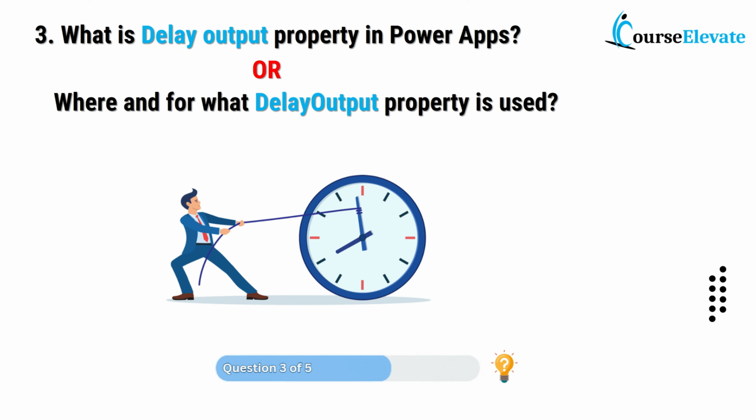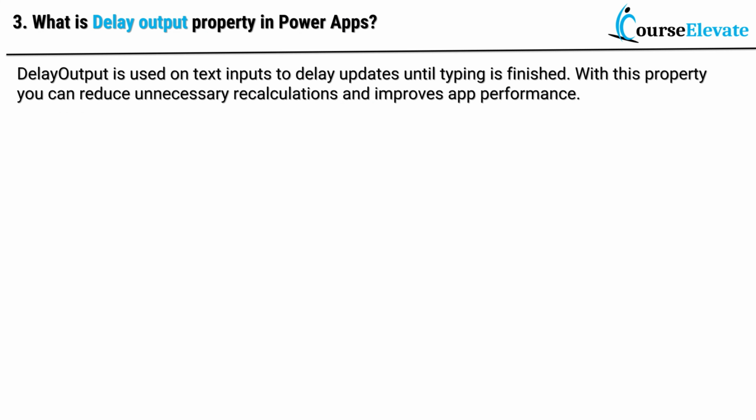Third question is, what is the DelayOutput property in Power Apps? Or you may be asked in an interview where and for what the DelayOutput property is used. DelayOutput is used in text input to delay outputs until typing is finished. With this property, you can reduce unnecessary recalculations and improve app performance. Where is it used? Mainly in the text input control. You will see it in properties like TextInput.Text.